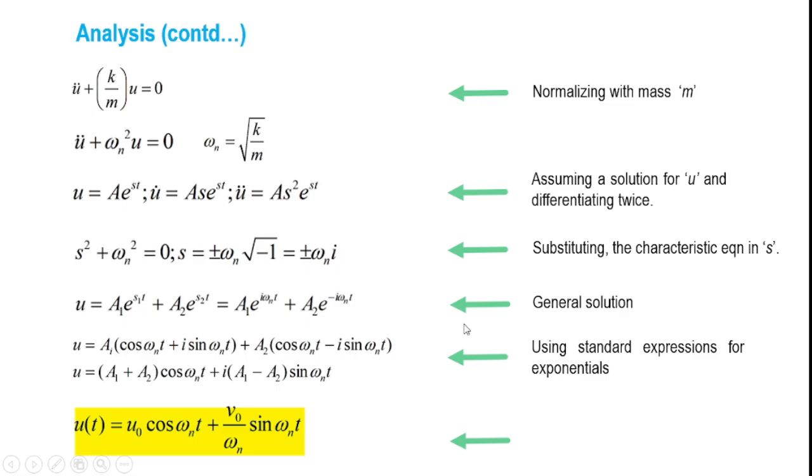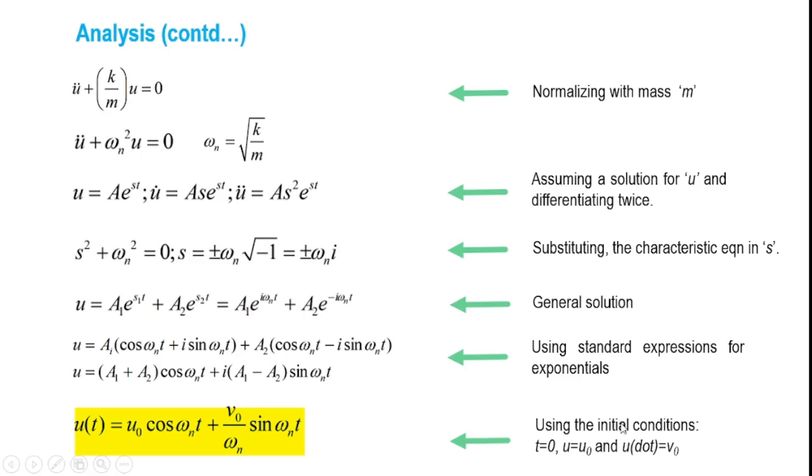Obviously, using our basics in mathematics, we know that this exponential function e raised to i omega n t is nothing but cos omega n t plus i sin omega n t, and e raised to minus i omega n t can be written as cos omega n t minus i sin omega n t, which means that the displacement u now takes the form u equals A1 into (cos omega n t plus i sin omega n t) plus A2 into (cos omega n t minus i sin omega n t), which can be simplified to u equals (A1 plus A2) cos omega n t plus i (A1 minus A2) sin omega n t, which means that we have two constants A1 and A2 which can be readily evaluated using the initial conditions.